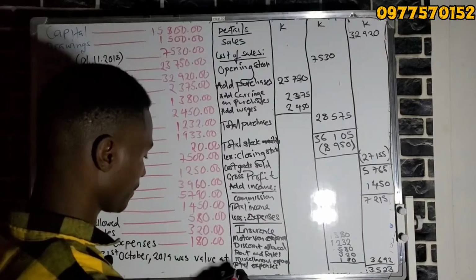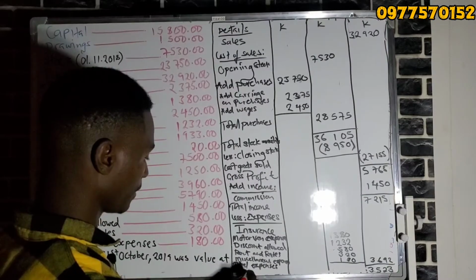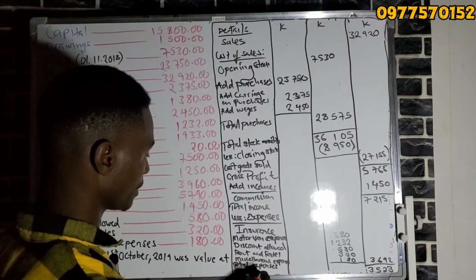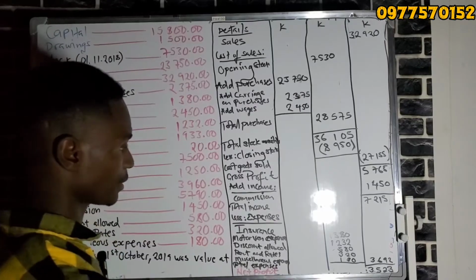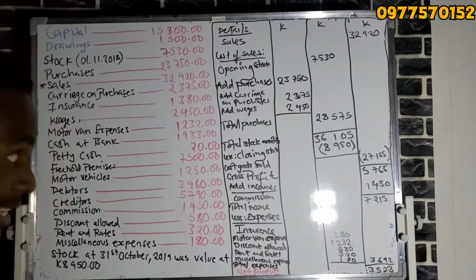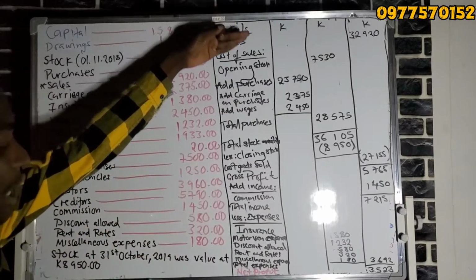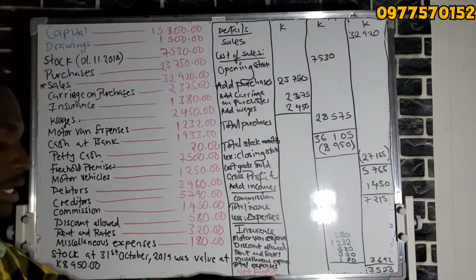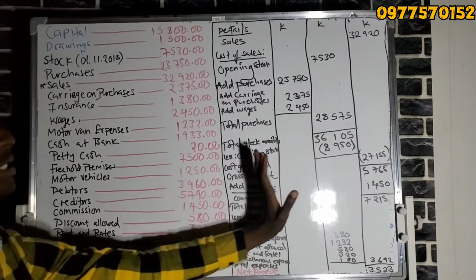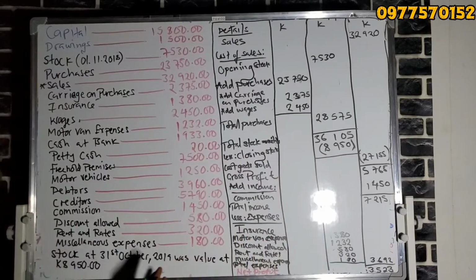Net profit. Okay, net profit. So the income statement is done. All right, it's done from the trading there up to the loss here. Okay, so this is done. I hope you're following, my good friends.